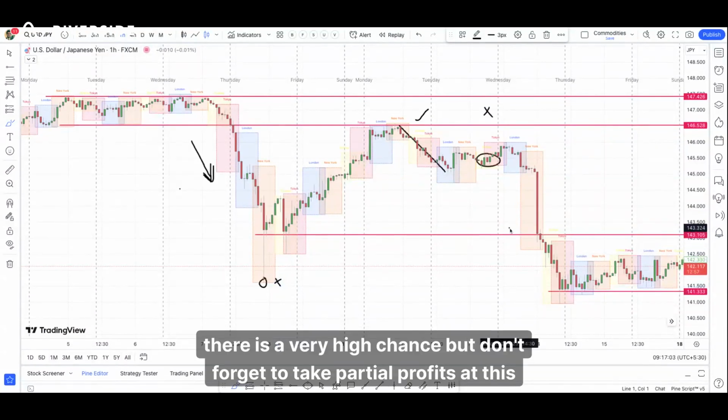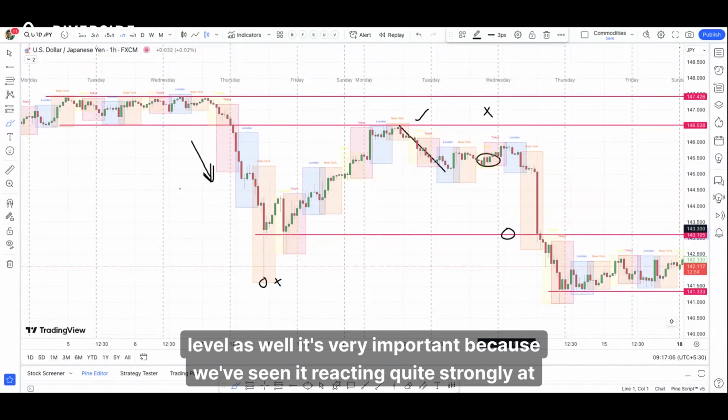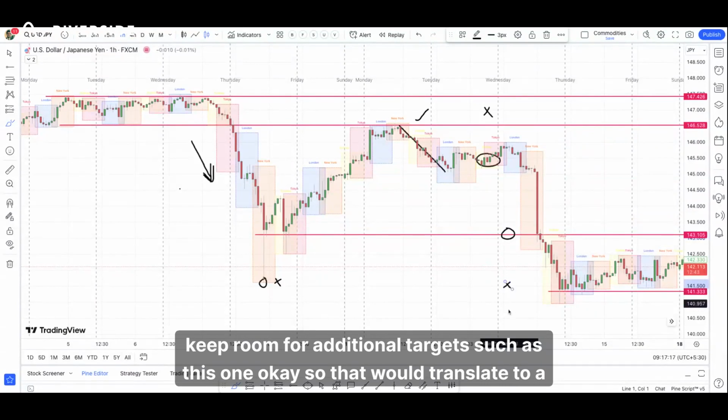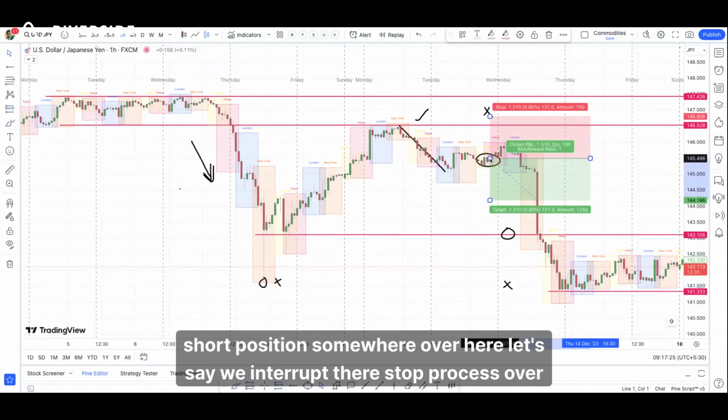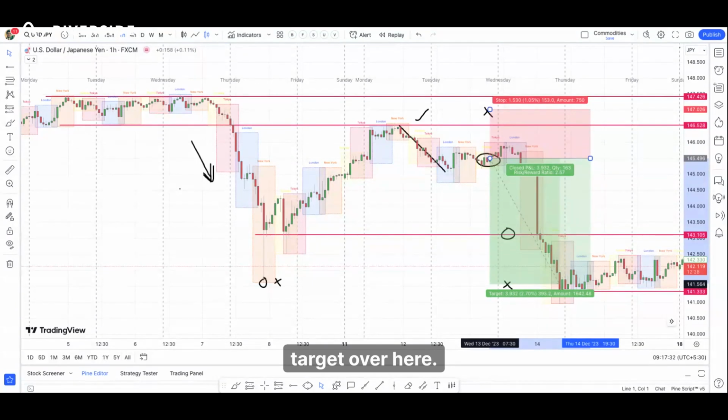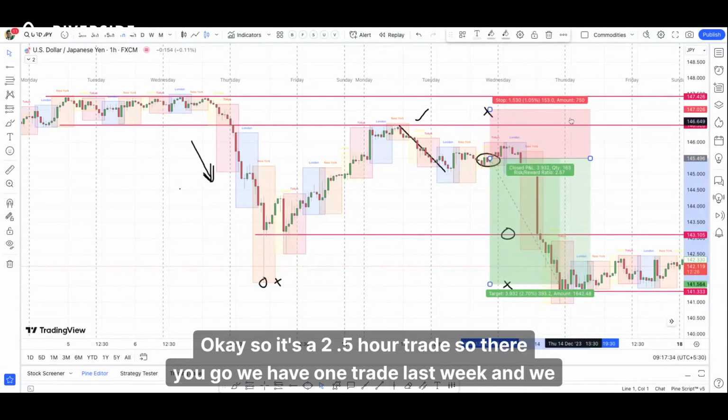But don't forget to take partial profits at this level as well. It's very important because we've seen it reacting quite strongly at this level. It's a level, right? So when there's a level, respect it, take profits, but always keep room for additional targets, such as this one. Okay, so that would translate to a short position somewhere over here. Let's say we entered there, stop loss over here, and the potential target over here. Okay, so it's a 2.5 hour trade.